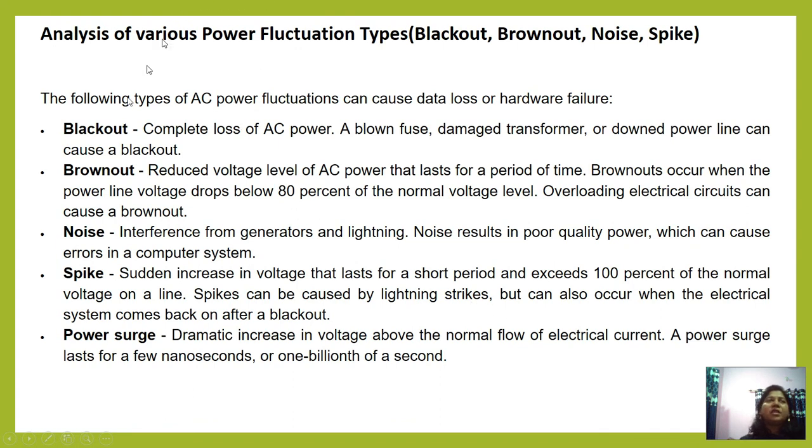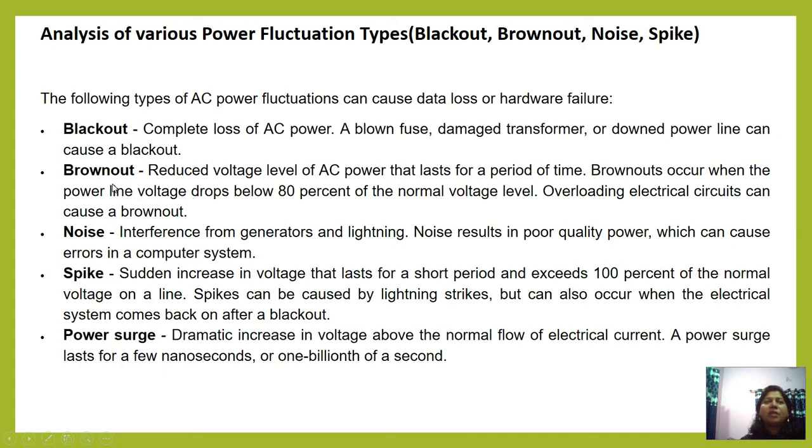Now, analysis of various power fluctuation types: whenever your power fluctuates, what are the different types? That is also called power failure. The following types of AC power fluctuation can cause data loss or hardware failure. The first one is blackout, a complete loss of AC power. A blown fuse, damaged transformer or downed power line can cause a blackout.